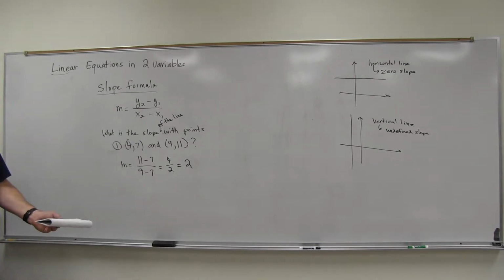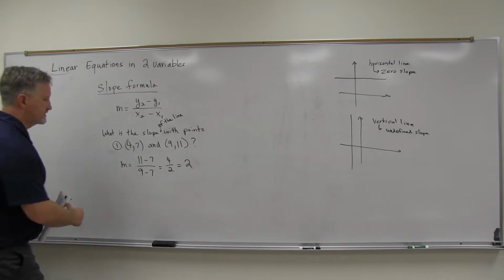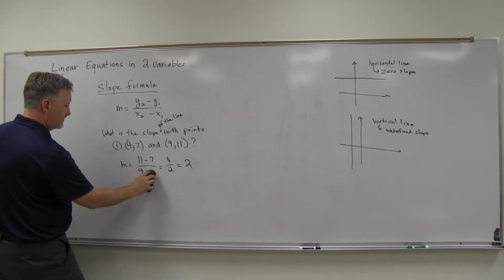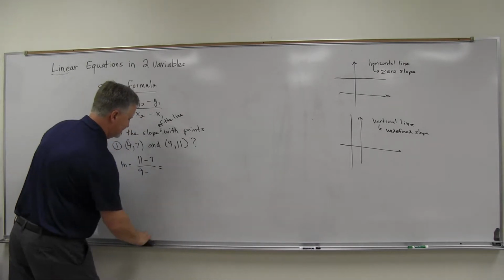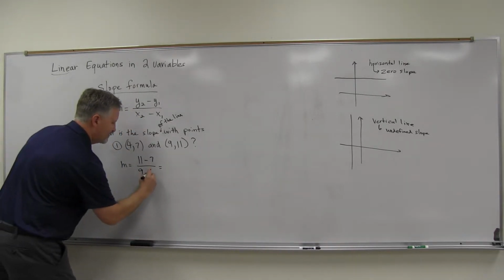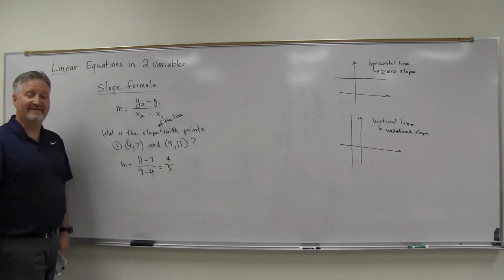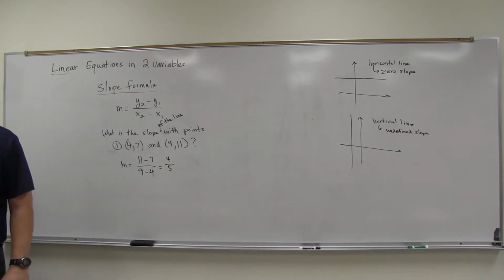So you got 4 over 2, which simplifies to 2. Did I do something wrong? Yeah, the bottom. Just checking. 11 minus 7, 9 minus 4. So you got 4 over 5. 4/5. Thank you.